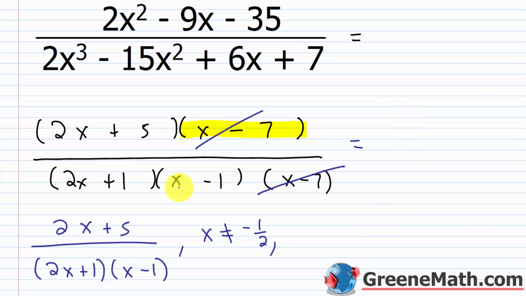You have x minus 1. If that was equal to 0, x would just be 1, right? So 1, and then this guy right here, which we canceled, x minus 7. If that was equal to 0, x would just be 7. So just to state our final answer here, we have this 2x plus 5 in the numerator over the quantity 2x plus 1 times the quantity x minus 1. And then our restricted values, again, thinking about the original rational expression, x cannot be negative 1/2, it cannot be 1, and it cannot be 7.